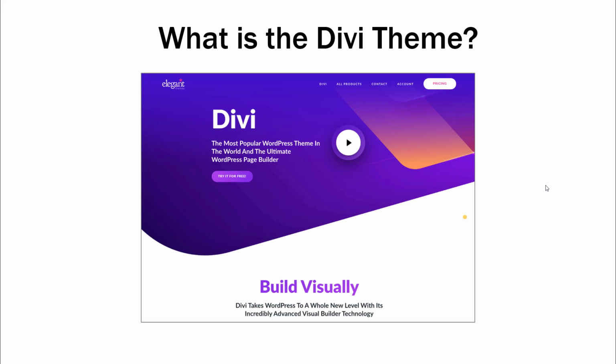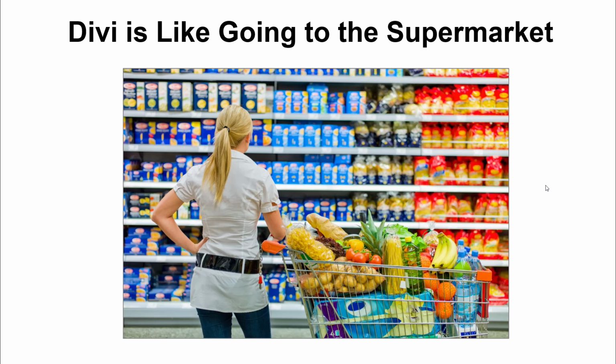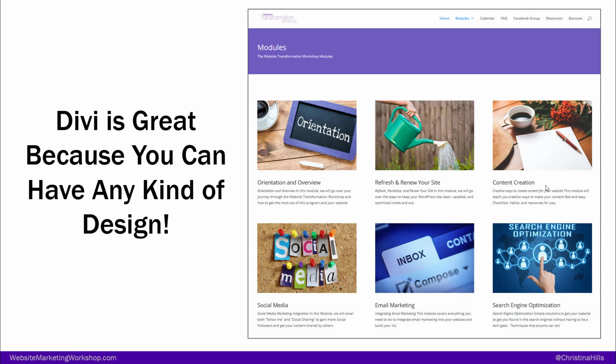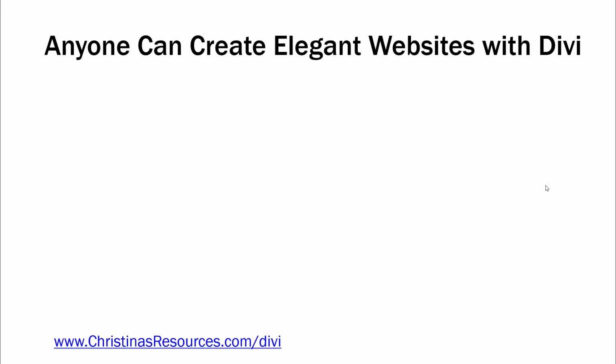Right now, what I want to do is talk about what it is, so that you have a good foundation and understanding of what it is and what you can do. So Divi is like going to the supermarket. There are a lot of options. There's a lot of things you can do with the Divi theme. Some things I haven't even scratched the surface of. That's what I love about it. You're never going to outgrow it. And it's great because you can have any kind of design you want.